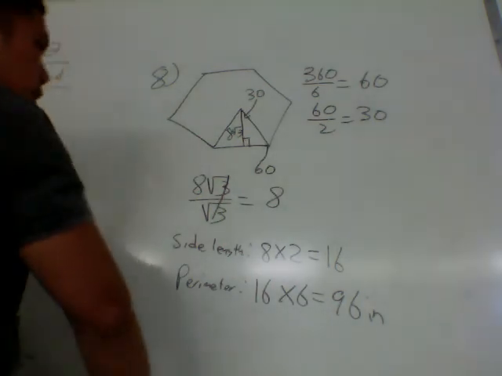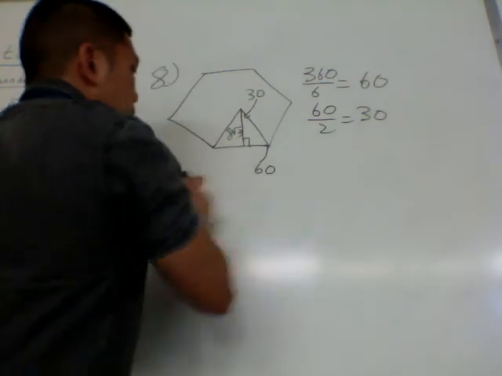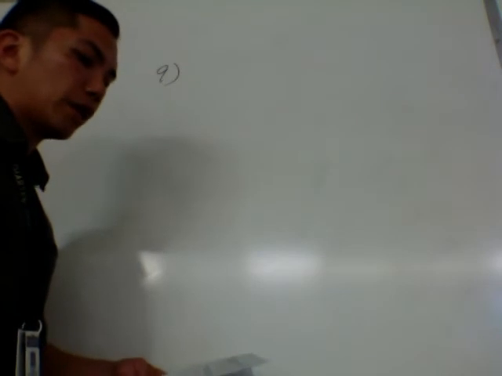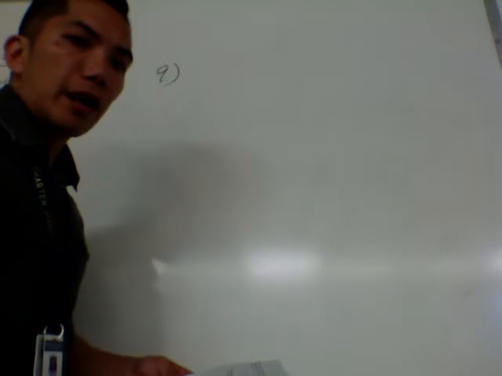So now let's move on to number 9. Number 9 I also did in class, but here's how you do it. Number 9 says, I have a parallelogram A that has an area of 45 centimeters squared, and parallelogram B has an area of 125 centimeters squared. So what is the scale factor?